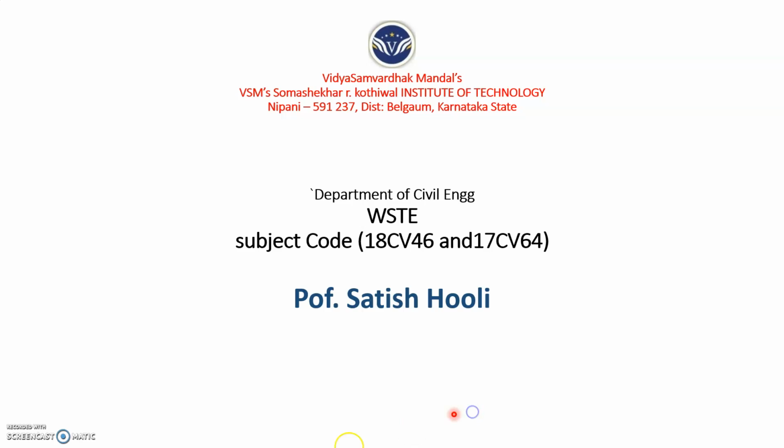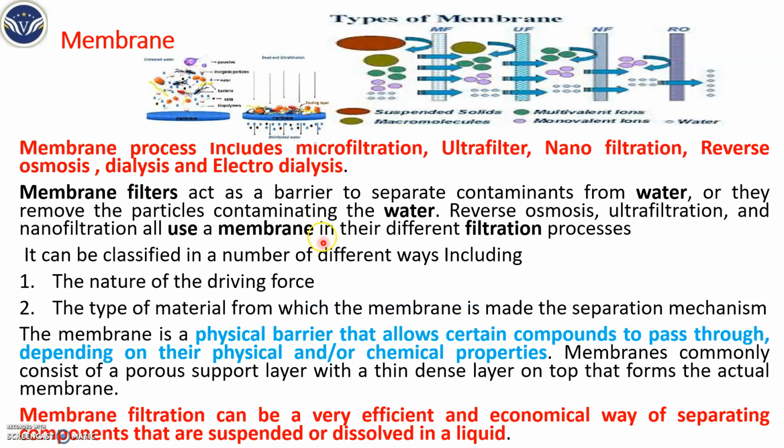Today we are going to see what membranes are. Membranes are barriers that are porous in nature and allow feed water to pass through them. Based on their pore sizes, they retain the dissolved solids or suspended solids present in water. Based on pore size, membranes can be divided into micro, ultra, nano and reverse osmosis processes. So these are also barriers.